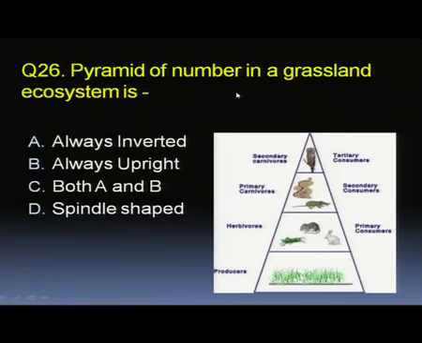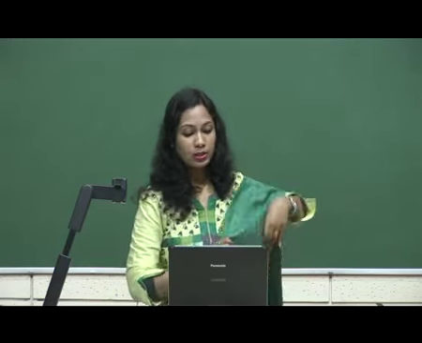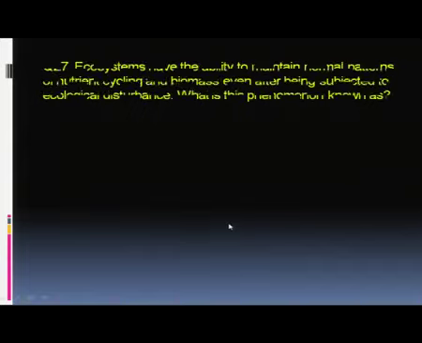Pyramid of biomass and pyramid of number, however, can be upright or inverted in certain cases. And the spindle shape is when the middle portion is wider than the initial one and the final one. It is known as spindle shape. So, depending upon the situation, they can be of different types.